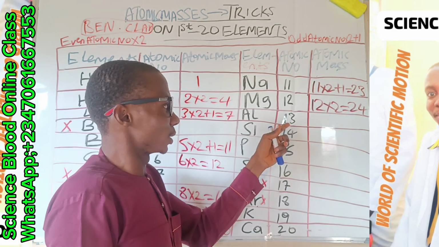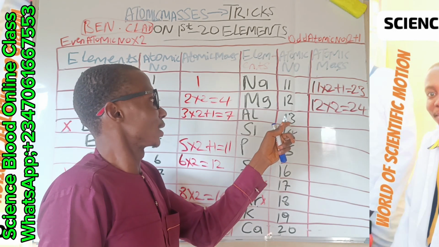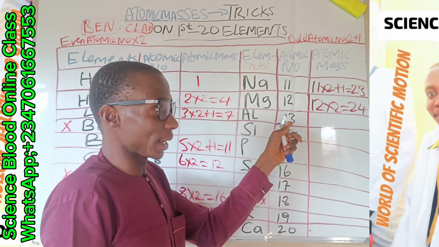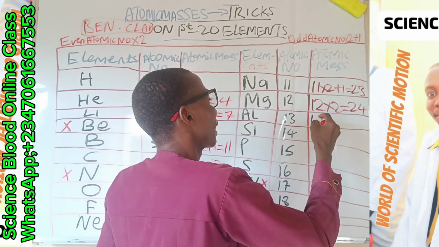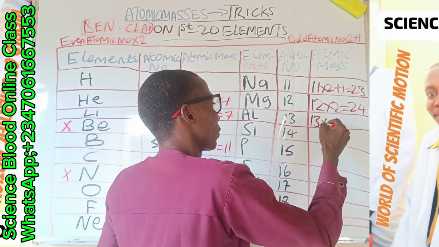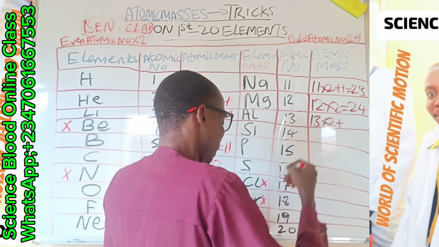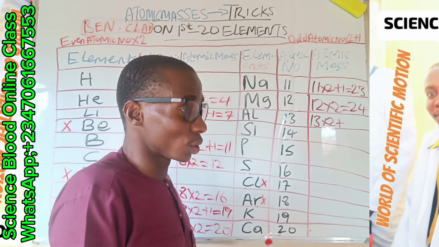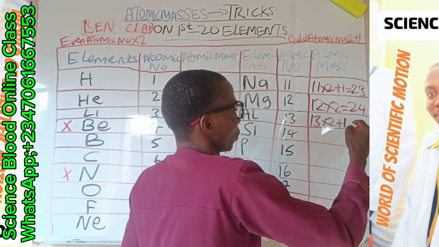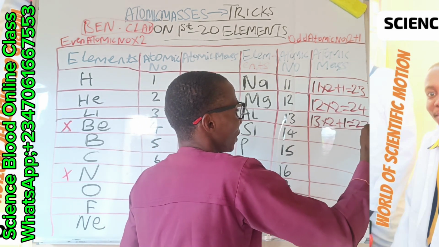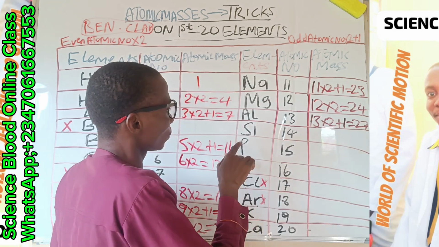As you can see, aluminium is an odd number. It has an atomic number of 13. So to get the mass number, multiply 13 by 2 and add 1. So 13 times 2 will give us what? 26. 26 plus 1 equals 27.